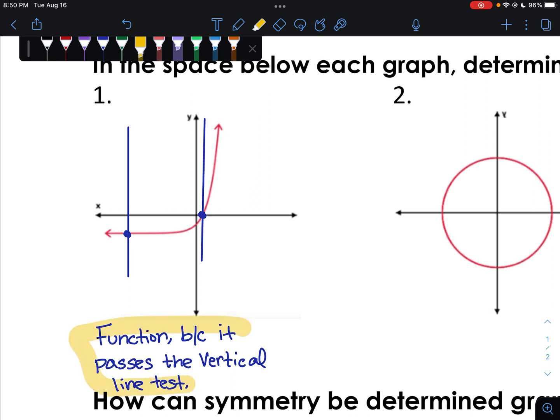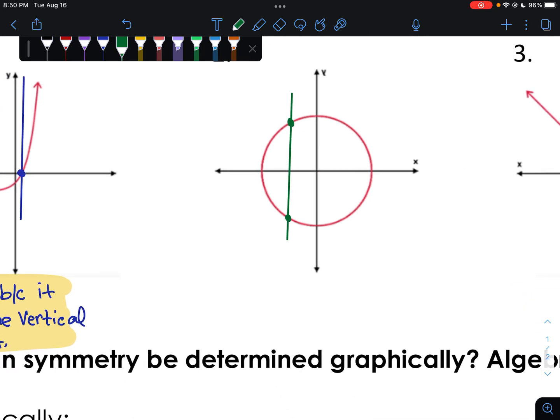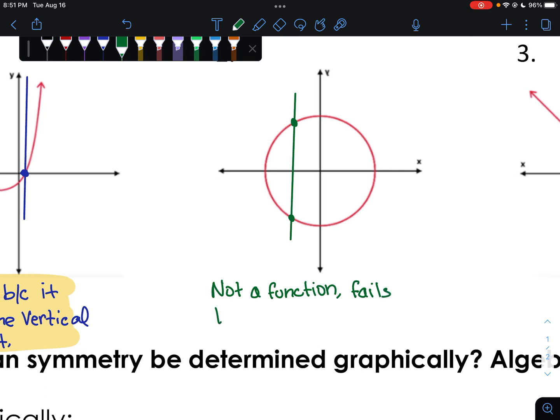Okay, so now we're going to go ahead and move to number 2. So number 2, we have this circle. If we draw a vertical line on number 2, notice how my vertical line hits the circle in 2 different locations. That means this is not a function. Since it is not a function, that means it fails the vertical line test.